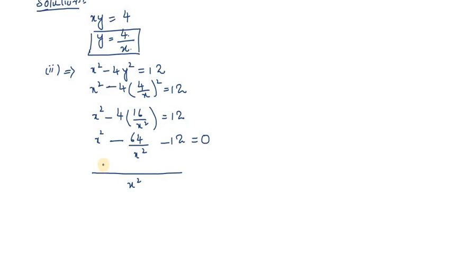So we get x power 4 minus 64 minus 12 x square is equal to 0. x power 4 minus 12 x square minus 64 is equal to 0. This is the equation. Let me say this is equation number 3.